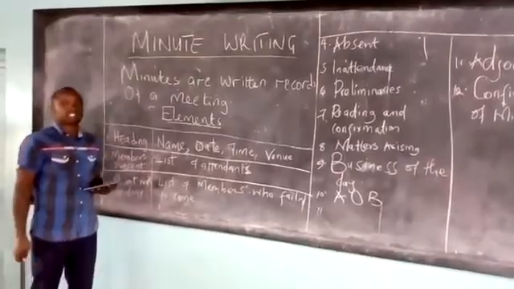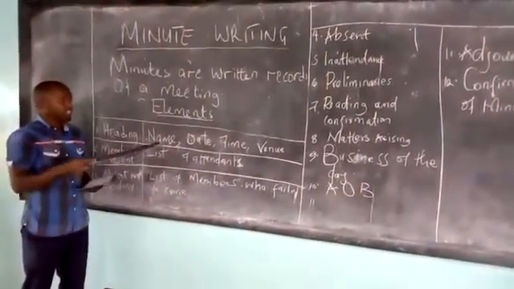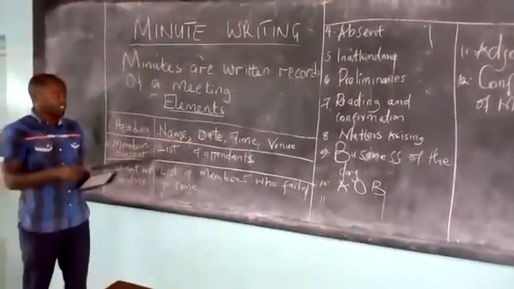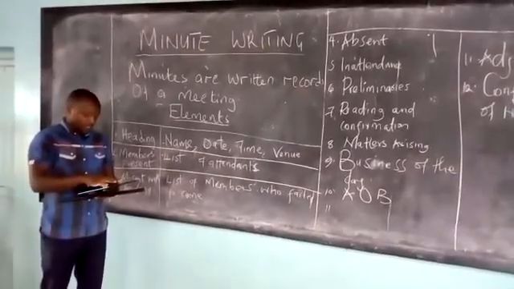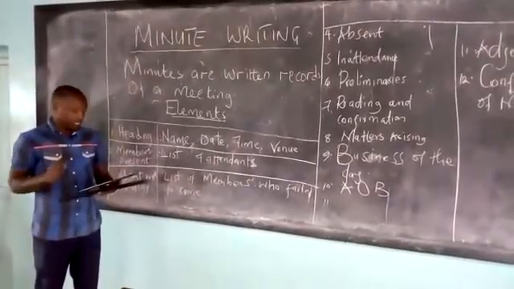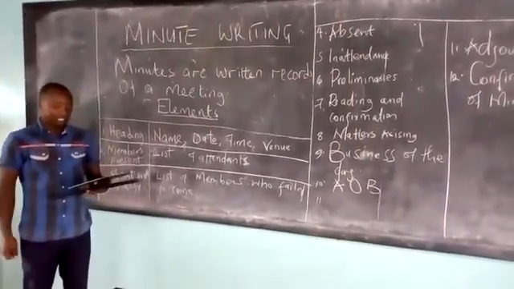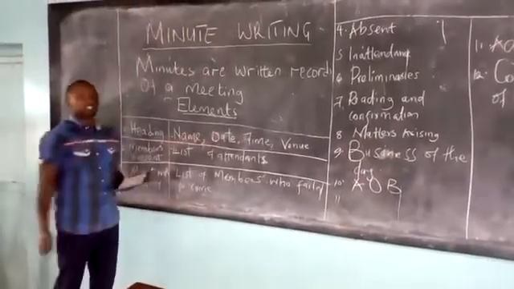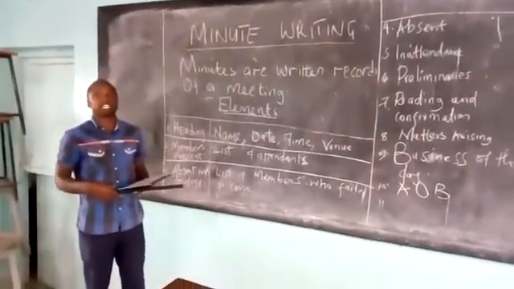We look at the elements that are there in minutes, and the first element is the heading. The heading captures the name, date, time, and venue of the meeting. This name is the name of the group holding the meeting, and an example of heading will read like, minutes of the monthly meeting of Talanta Self-Help Group held on 10th September 2017 from 10 to 3 p.m. in Kendum Social Hall. So you will note that we have mentioned the name of the group, the date, the time, and the venue. Of key importance is all these must be capitalized and must be underlined.